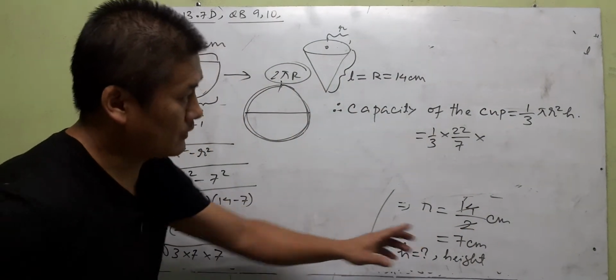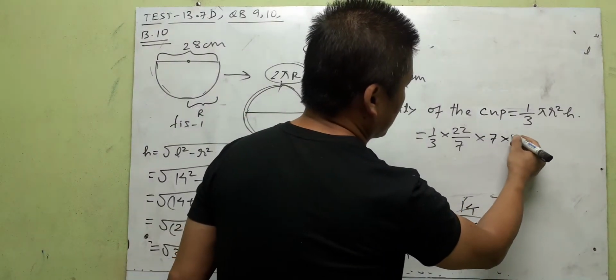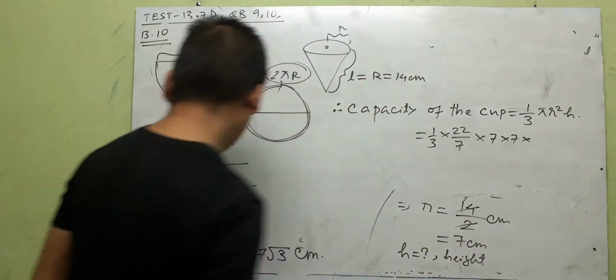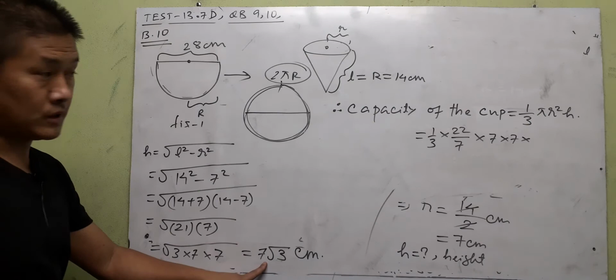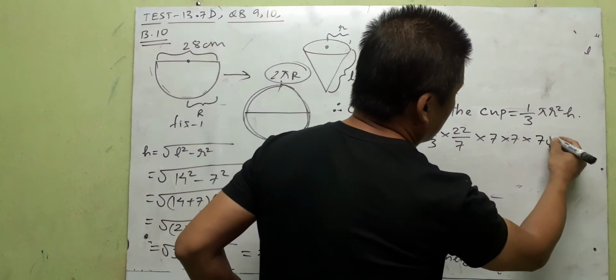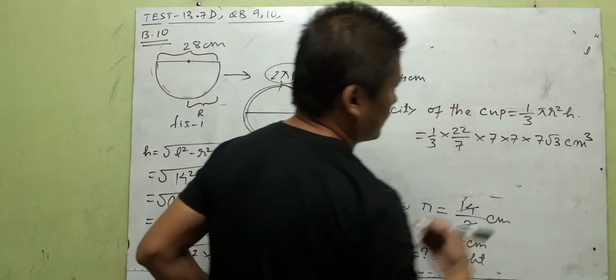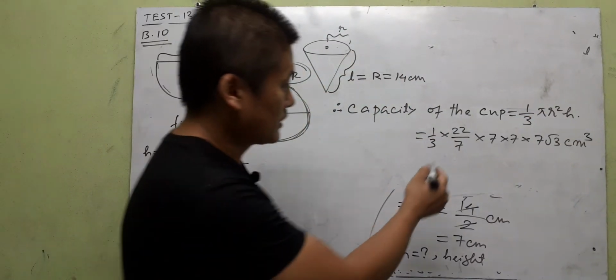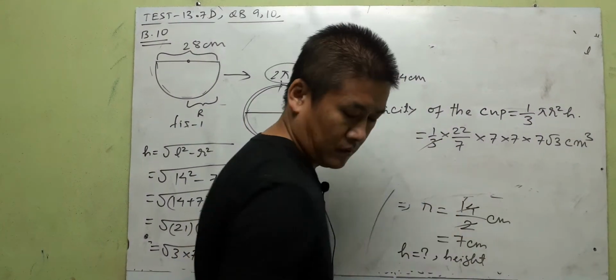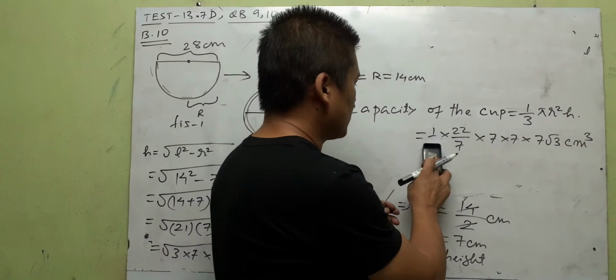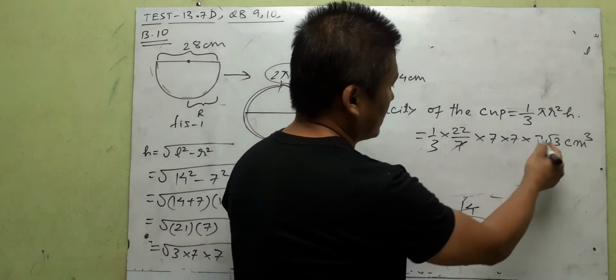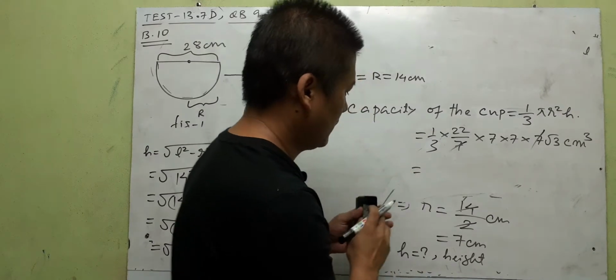We found out r here to be 7, so you write here 7 into 7 because r square, and h here we found out to be 7 root 3. That's right there, 7 root 3, and capacity means effectively volume, so centimeter cube. So that way we can cancel the 3, and this 7 and 7 can be cancelled. The rest we have to work out.